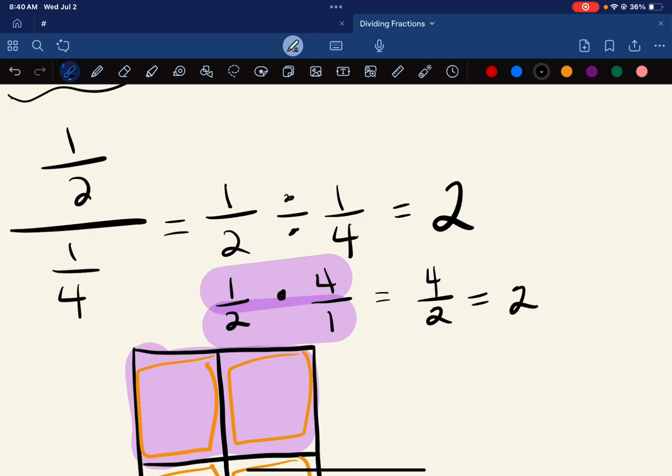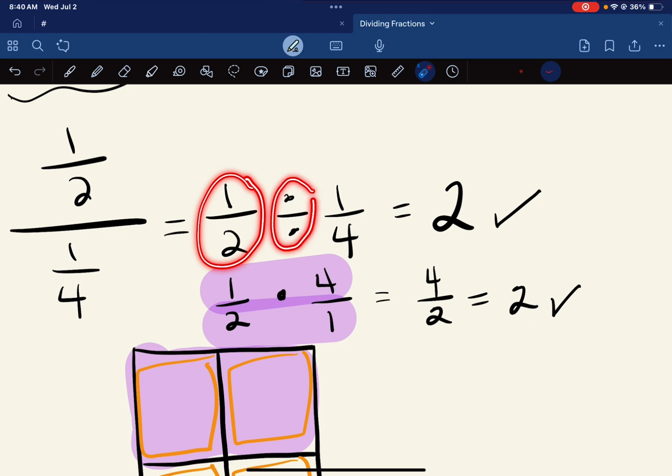So either way, whether I draw the figure, I get 2, or whether I use my little mathematical algorithm here, I get 2. And that's how you divide fractions. Keep your first fraction the same, change division to multiplication, and flip or take the reciprocal of your second fraction.